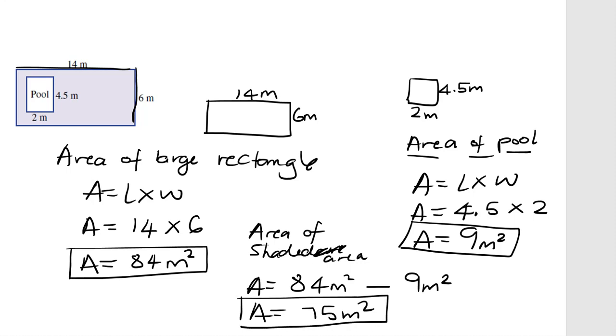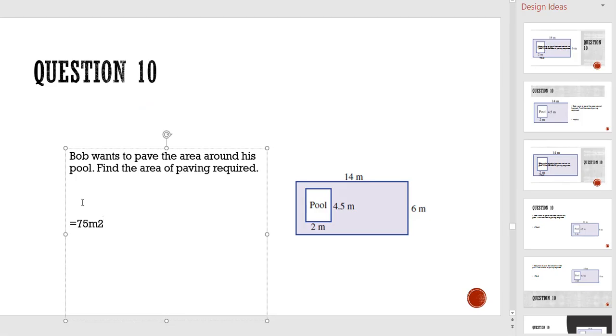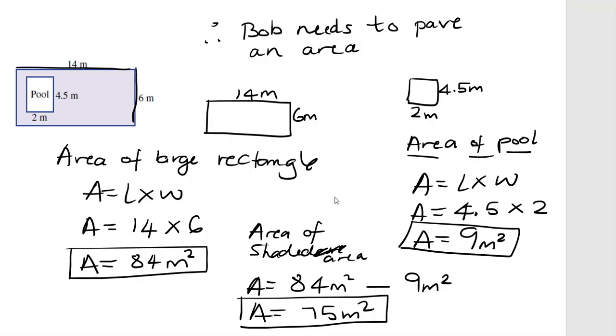Now because it's an application, I need to write a final statement. So use some keywords. His name's Bob. Bob wants to pave the area around his pool. Find the area of paving required. So using keywords from here, I just wrote it up here because I haven't got room down there. I use Bob because he's in my example. So Bob needs to pave an area of 75 meters squared. And that's it. If you wrote it differently, that's fine, but try and get keywords from the question. Thank you.